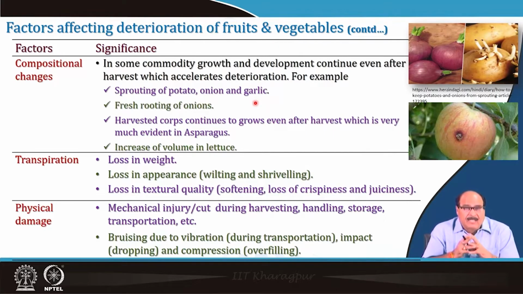Transpiration, in the earlier class we discussed in detail the transpiration and its effect. If there is heavy transpiration, there may be loss in weight, loss in appearance like wilting and shriveling of the produce. There may be loss in textural quality, softening or loss of crispiness and juiciness of the product. Physical damage like mechanical injury or cuts during harvesting, handling, storage, transportation, etc. may result in the loss of the produce.